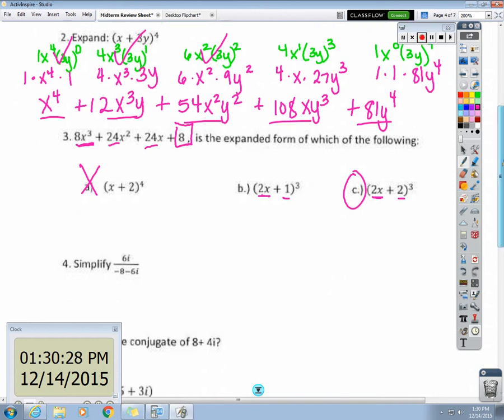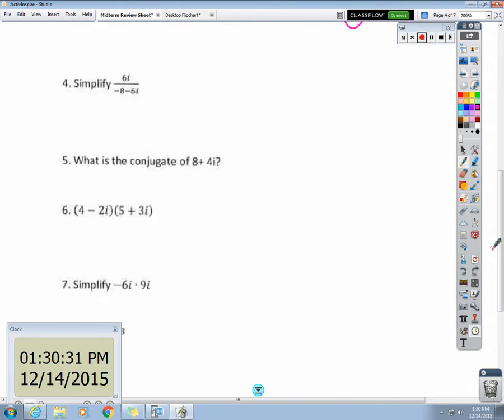Okay, number 4. Simplify 6i over negative 8 minus 6i. You know how last year or the year before, I can't remember, and we also talked about it this year, the fact that you can't leave a radical sign, a square root sign in the denominator? Well, you also cannot leave an i in the denominator. Does anybody remember how we get it out? Multiply. We do multiply, but by what? The conjugate. So y'all are all on the right track.